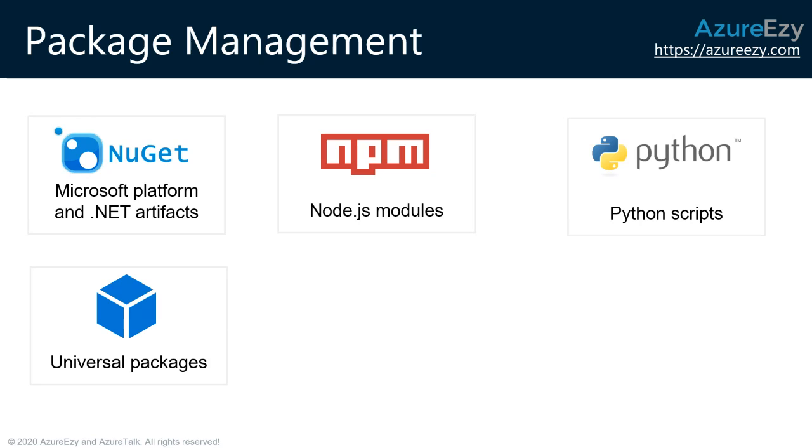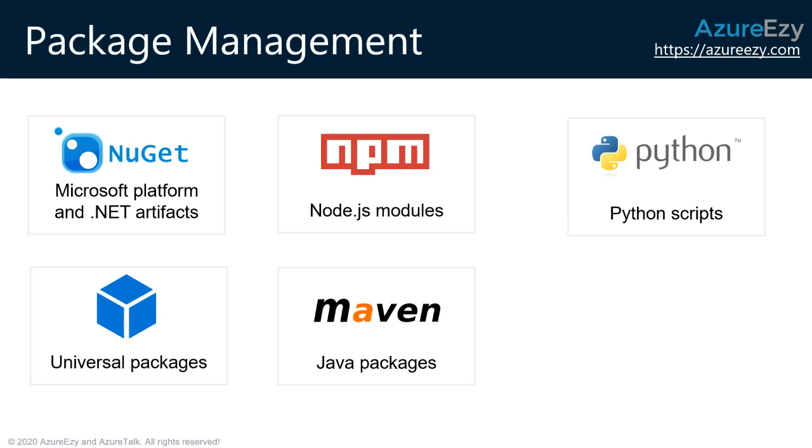And Microsoft Artifacts does give you an option to host certain packages which are not yet defined, or which do not have a custom way of hosting those packages, like NuGet has for .NET, like npm has for Node, like pip and others have for Python scripts or Python packages. If you have a custom package that you have developed, you can host it as a universal package in Azure Artifacts. That is the option you have, other than these different package systems.